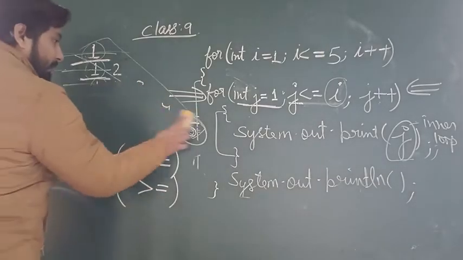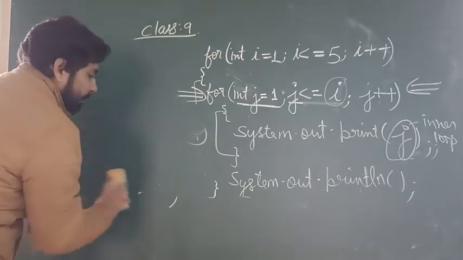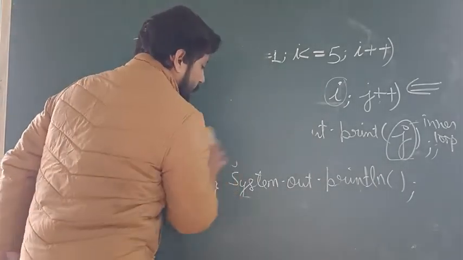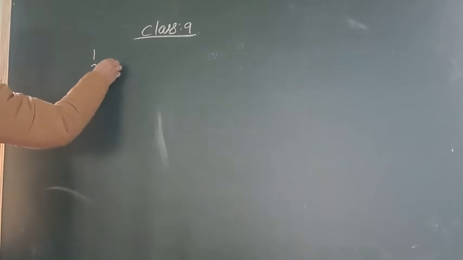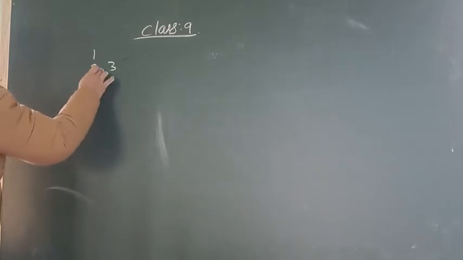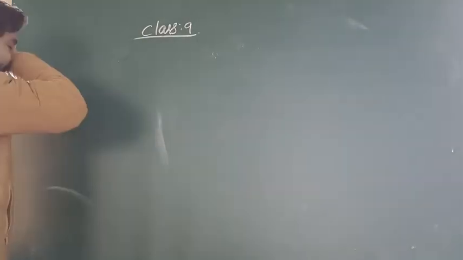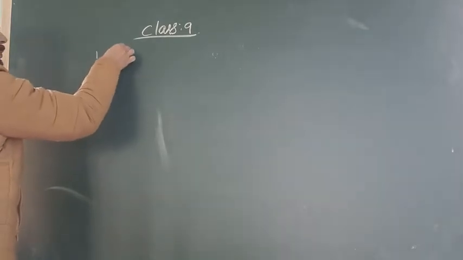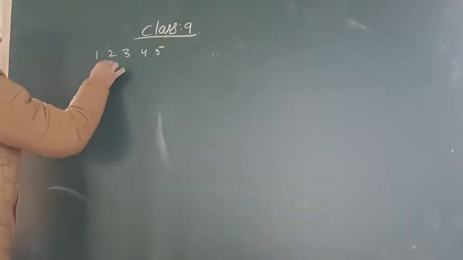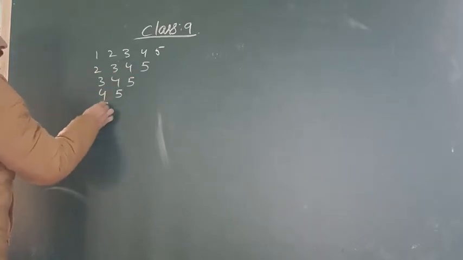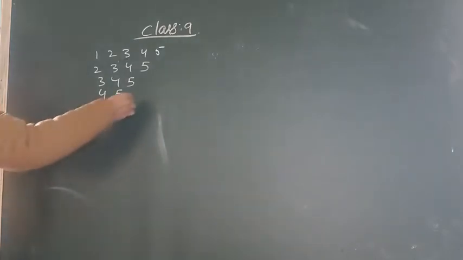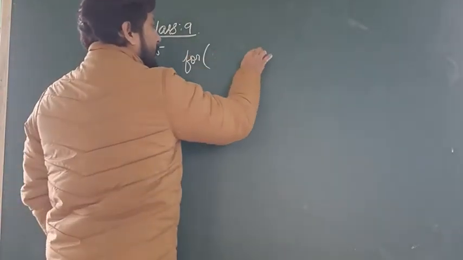Now we will do one more question that should be somewhat different from this. 1 2 3. This should be a specific problem. 1 2 3 4 5, 2 3 4 5, 3 4 5, 4 5, and 5. Correct? So the same pattern will be followed. So draw it.